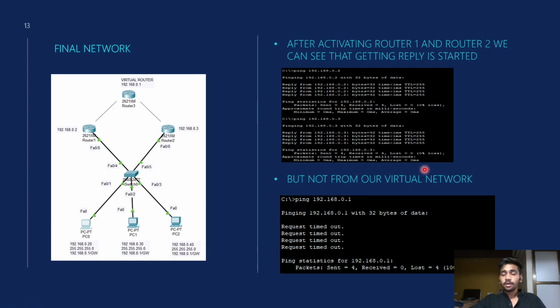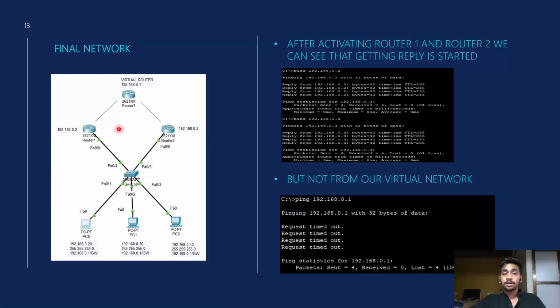But not from the virtual network. Here, our virtual IP is not connected. It is serving as a failover router. If there is a failure of router 1 and 2, then with the help of this router, we can successfully establish the connection.